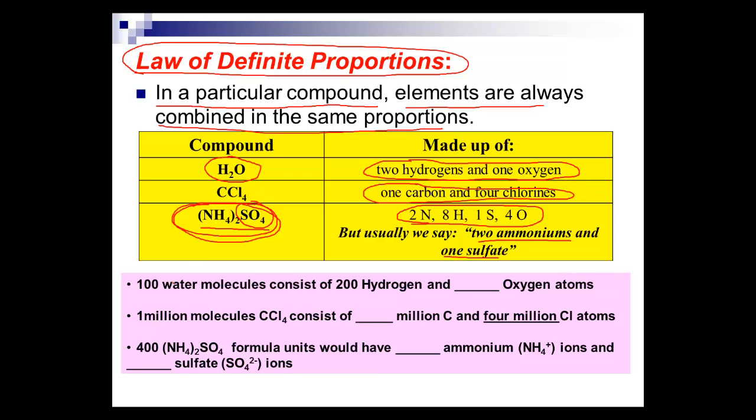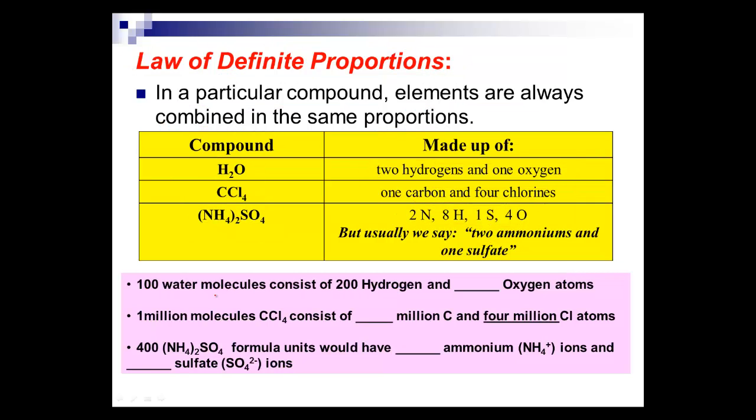Let's try 3 practice problems. If we had 100 water molecules, how many hydrogens and how many oxygens would we have? Well, we would have 200 hydrogens, because each H2O has 2 H's. So if we had 100 H2Os, we'd have 200 H's and 100 oxygen atoms. What about the middle one? What if we had 1,000,000 molecules of CCl4? We would have 1,000,000 carbons and 4,000,000 chlorine atoms.